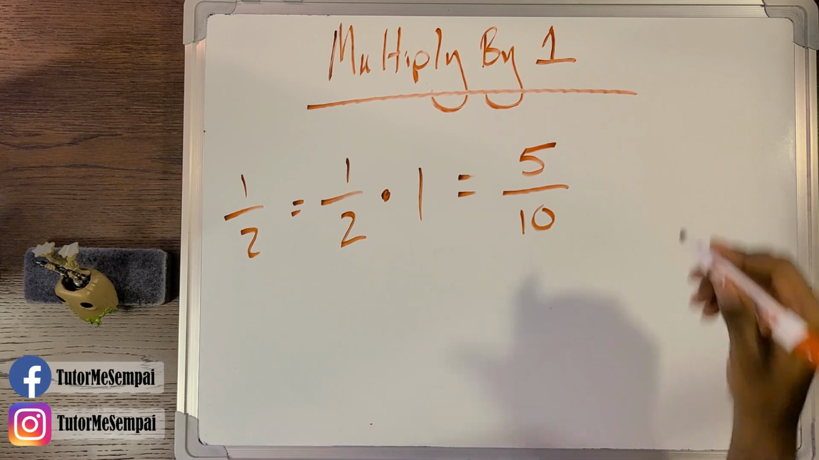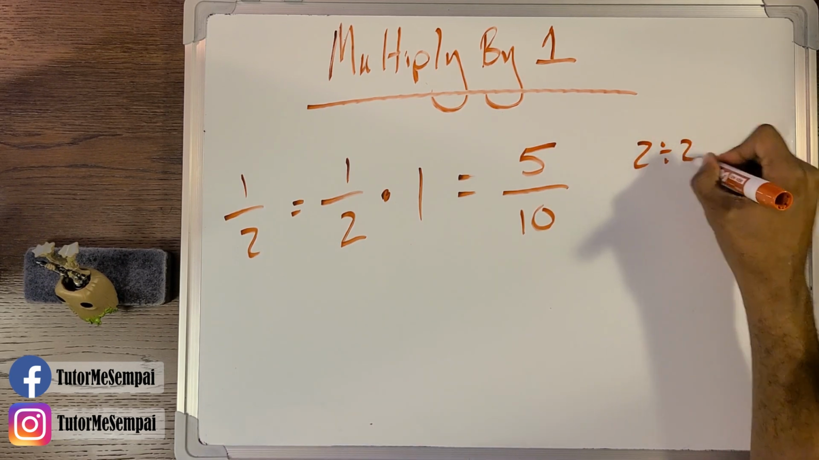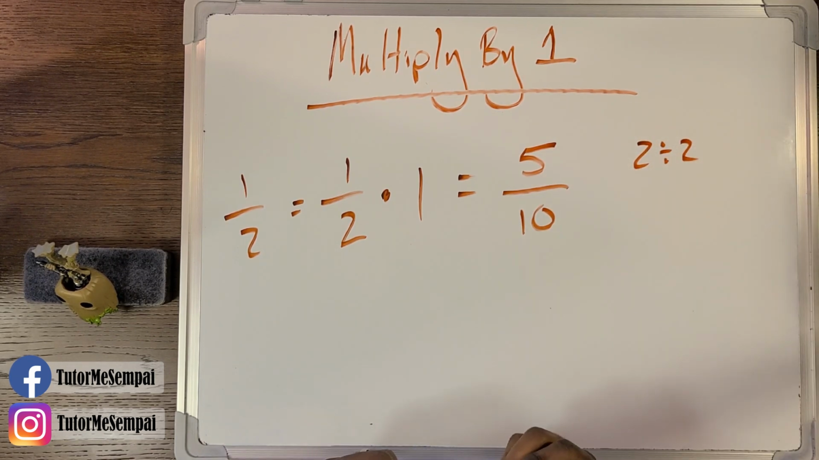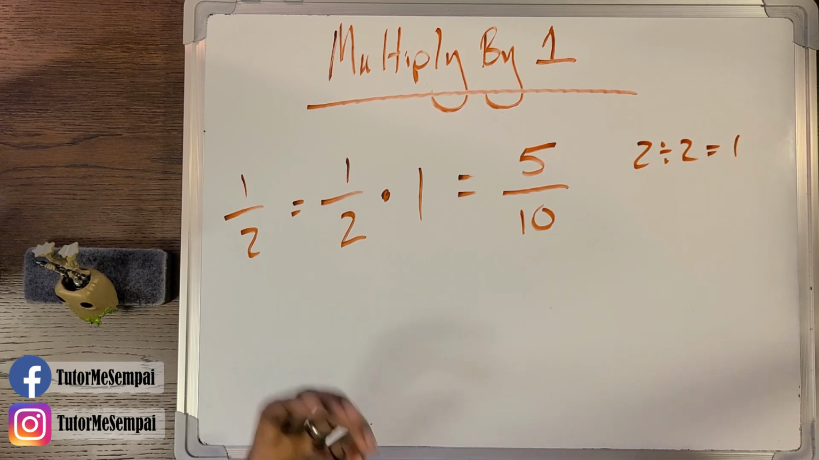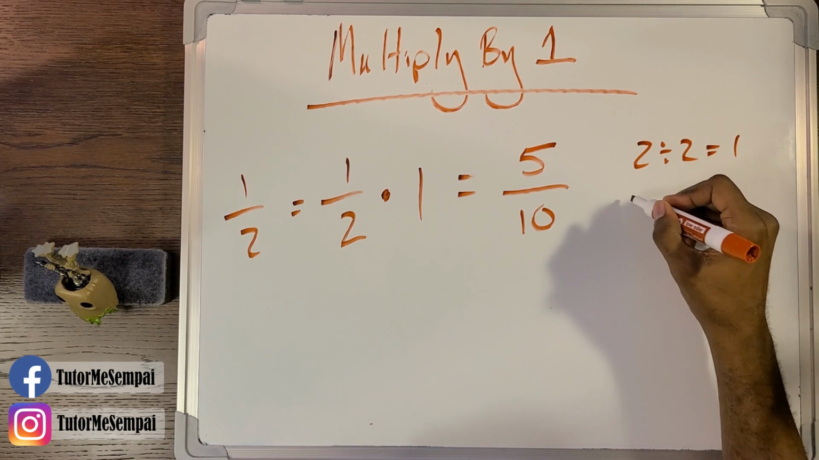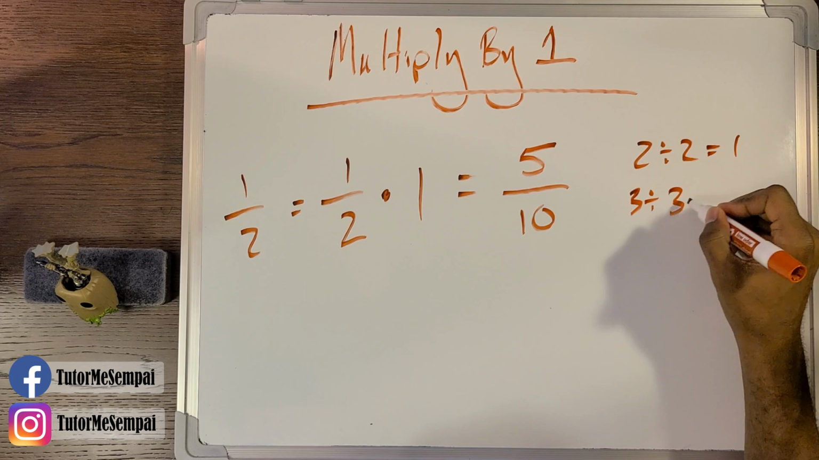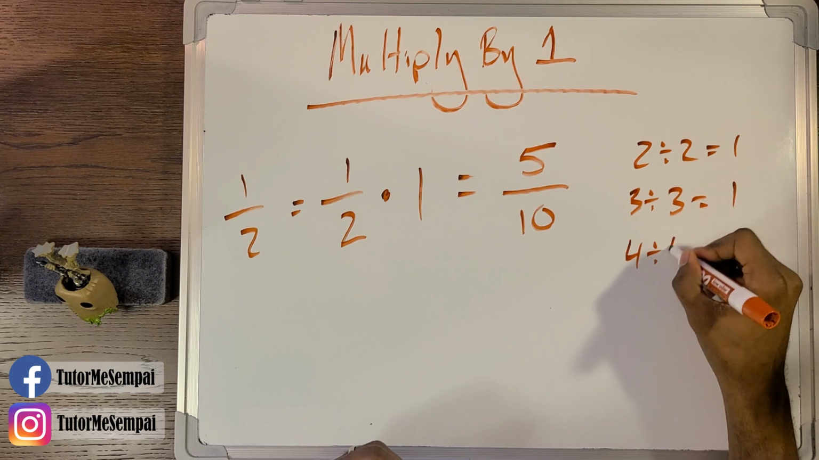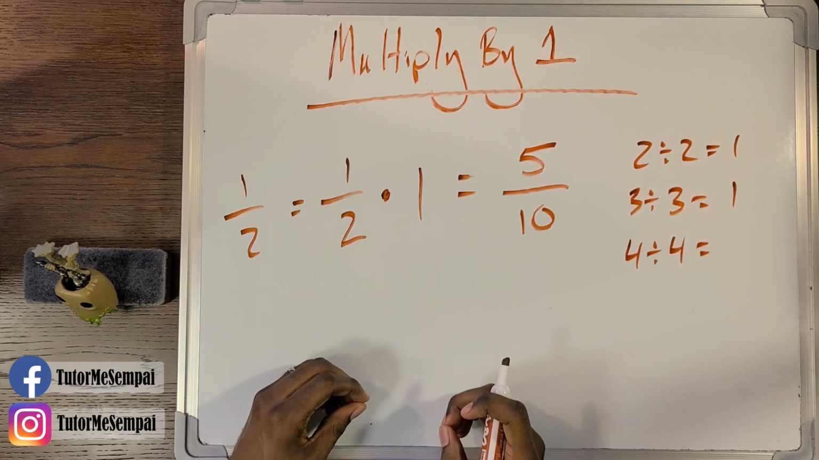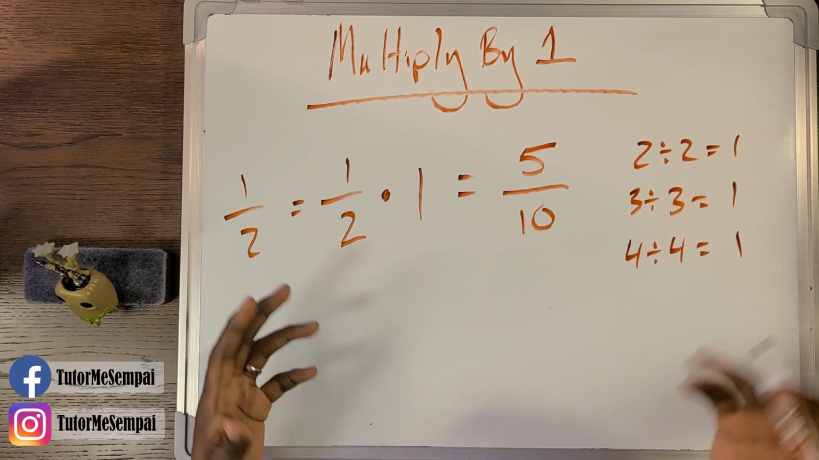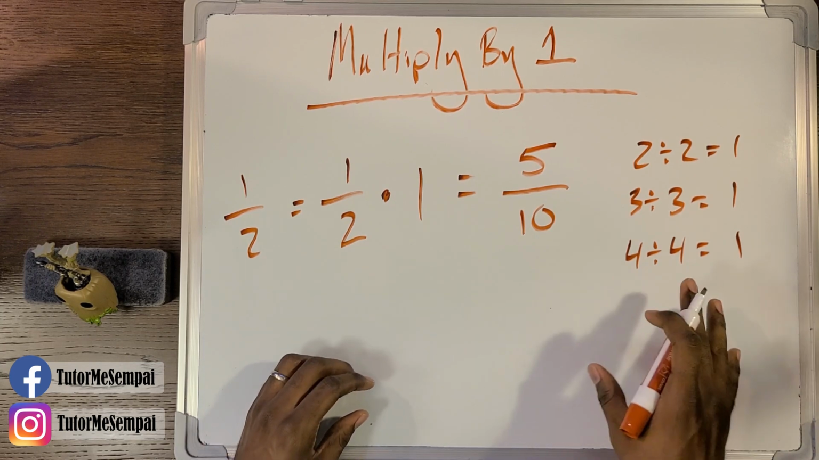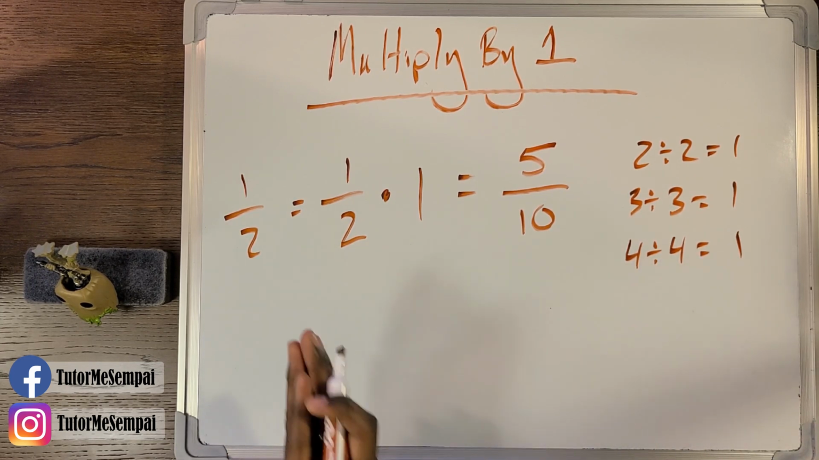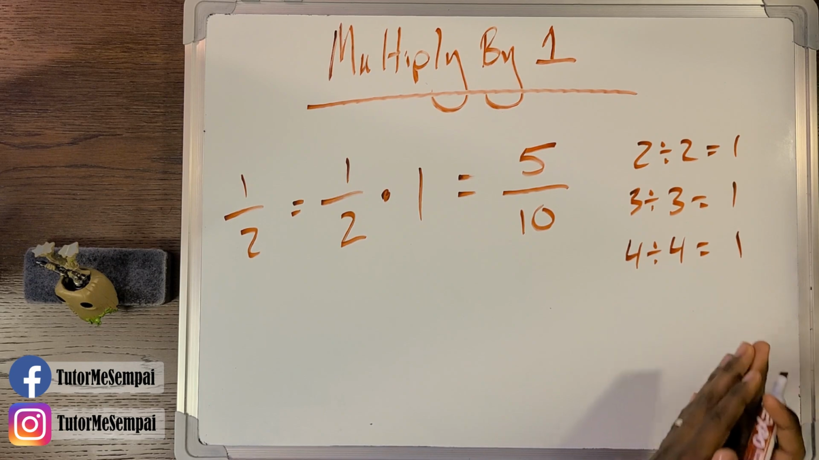If I was to ask you, what is 2 divided by 2? What would you tell me? You would say 1. How about 3 divided by 3? What is that going to be? 1. How about 4 divided by 4? What is that going to be? 1 again. And you see this is going to be a pattern, right? Whenever you're dividing by the same number, you're always going to get 1.